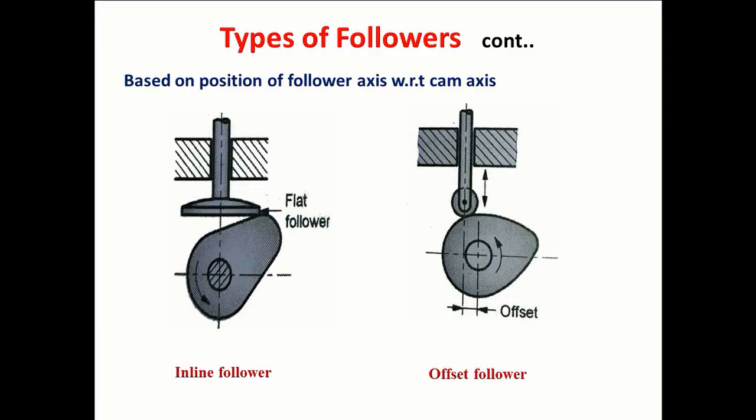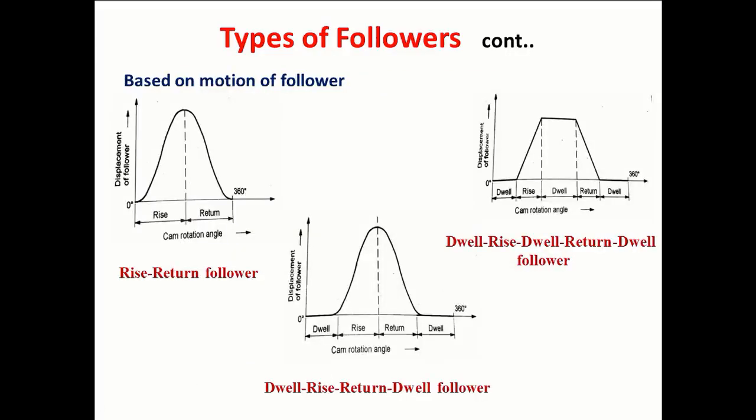Then based on the position of the follower with respect to the cam axis, we have two types, inline and offset. As you can see here, the axis of the follower passes through the axis of the cam, whereas here the axis of the follower is offset to the left from the axis of the cam. So the two types of followers based on the position of their axis are inline follower and offset follower.